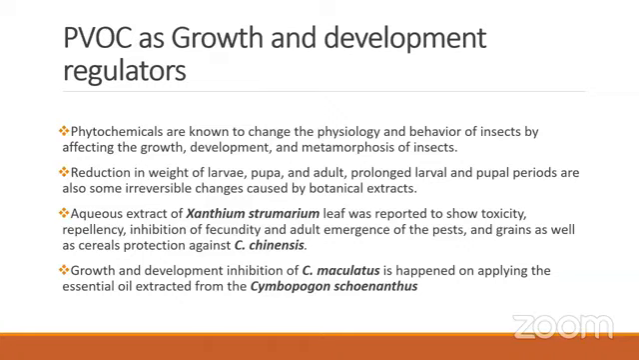So, for example, an aqueous extract of Xanthium strumarium leaf was reported to show toxicity, repellency, inhibition of fecundity, and adult emergence of pests in case of Callosobruchus chinensis. Okay, and another example is growth and development inhibition of Callosobruchus maculatus, which happened due to the application of essential oil extracted from Cymbopogon species. This is the use of essential oil to stop the growth and development of Callosobruchus maculatus.